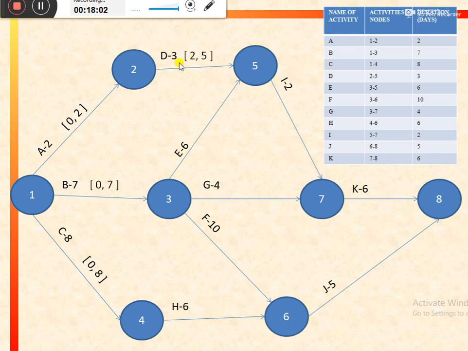So earliest start is 2, and earliest finish would be equal to earliest start plus the duration of the activity, and the duration of the activity is 3 days. So 2 plus 3, that would be equal to 5.